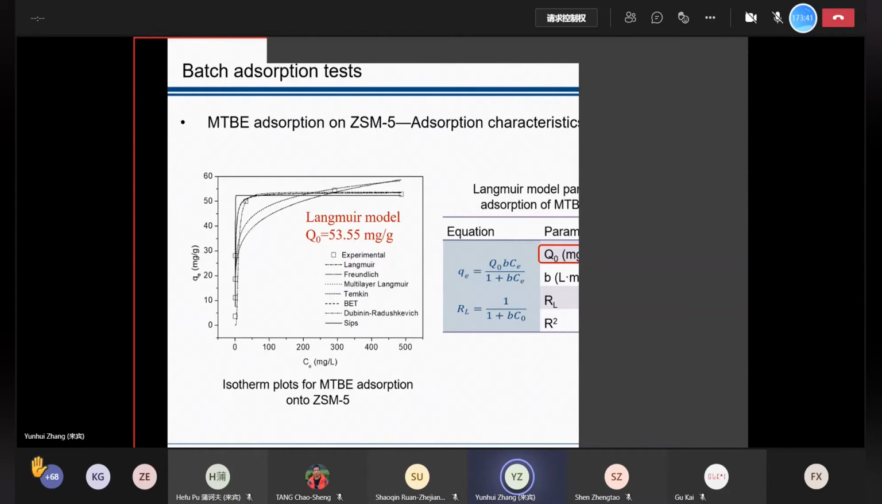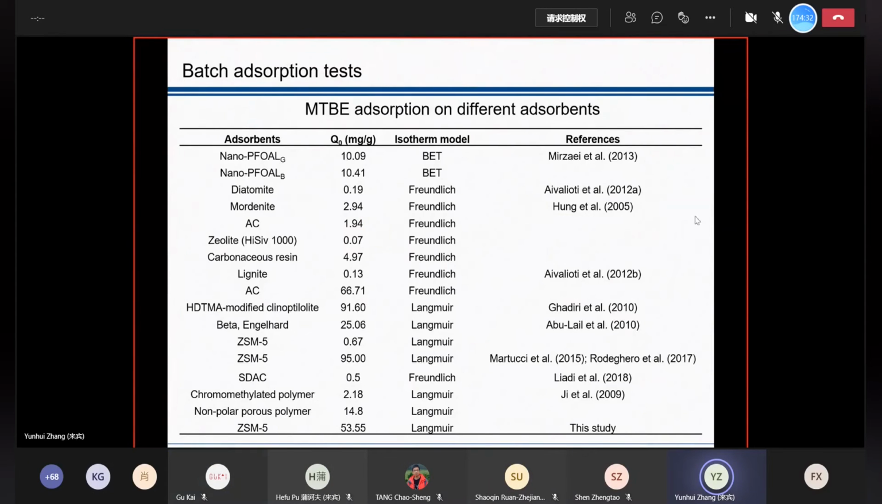And we also made a table to compare the adsorption capacities and the most suitable models for ZSM5 with other adsorbents. And we can see the adsorption isotherms follow different models, such as the BET model, the Freundlich, and the Langmuir model, depending on different adsorbent types. And among these adsorbents, ZSM5 has a good adsorption performance, much higher than most adsorbents listed in the table, but lower than activated carbon, modified clinoptilolite, and one ZSM5 in another study.